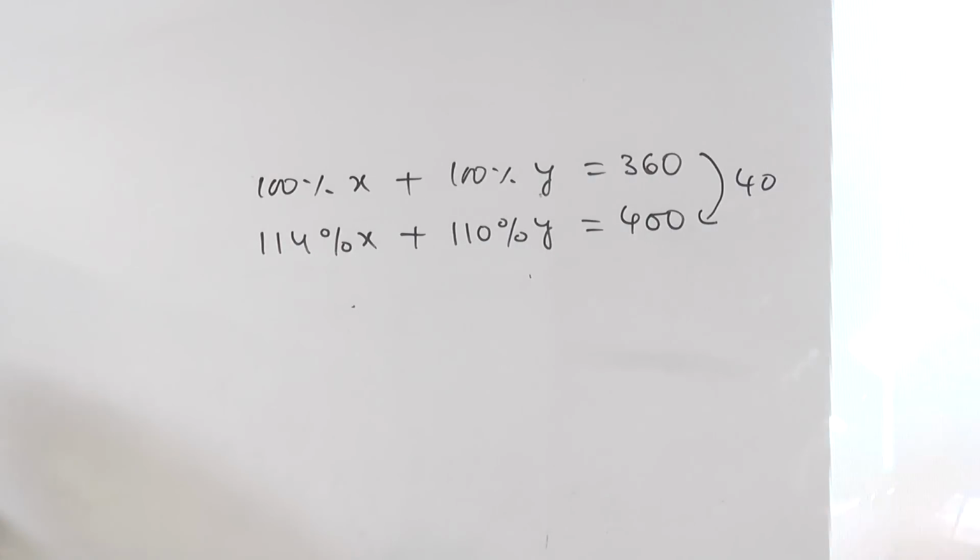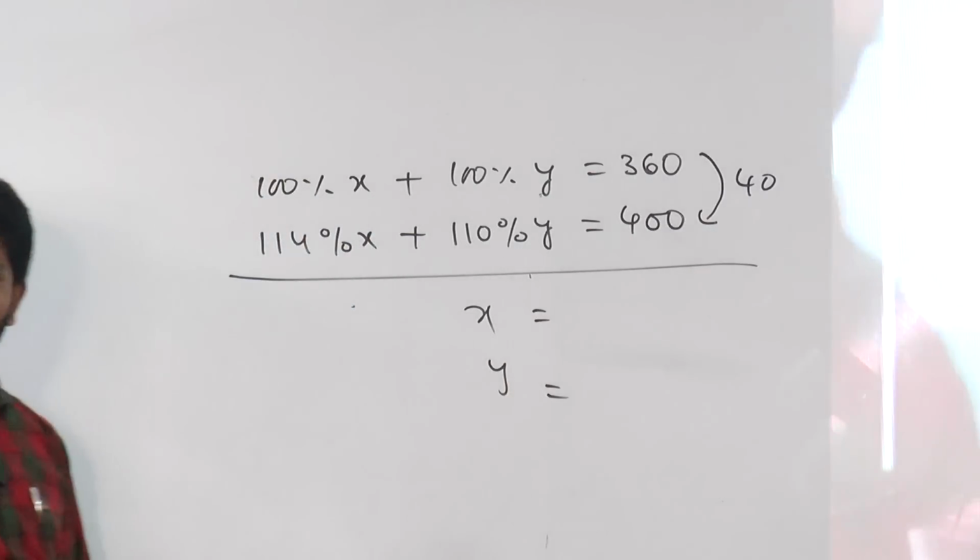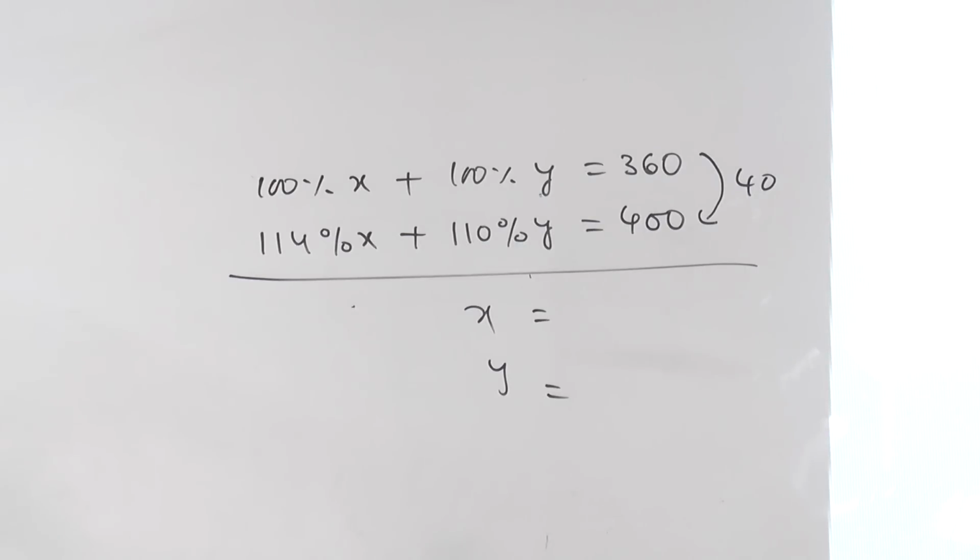You know what to do now? Solving linear equations. Solving linear equations and get the values of x and y. Can't you get it? You know it or not? You know how to do it. If all options are like that, then you have to do like this.